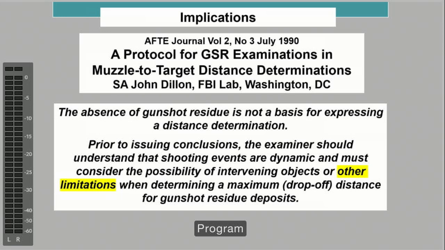Back to John Dillon, one of the great men of AFTE, he wrote this in his protocol: the absence of gunshot residue is not a basis for expressing a distance determination. Prior to issuing conclusions, the examiner should understand that shooting events are dynamic and must consider the possibility of intervening objects or other limitations when determining a maximum distance. Well, what I'm saying is other limitations. The angle is another limitation.